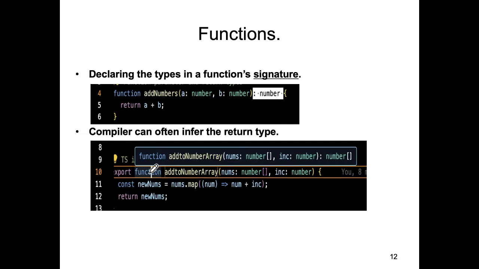And when I do Command K, Command I on my function, it has actually worked out that the return type is a numbers array. It has inferred that. I was not explicit about the return type here.